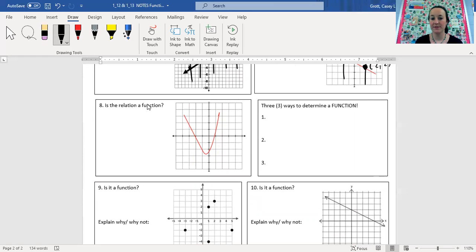We're gonna look at 3 more graphs. So let's look at this graph. I'm gonna draw a vertical line, cross through one time. I'm gonna draw a vertical line, cross through one time, draw a vertical line, only cross through one time. Okay, anywhere on this graph, on this red line, if I draw a vertical line, it only touches the red line once. This is a function. It passes the vertical line test. Okay, each vertical line only crossed through the graph one time. That's all we're looking for here.